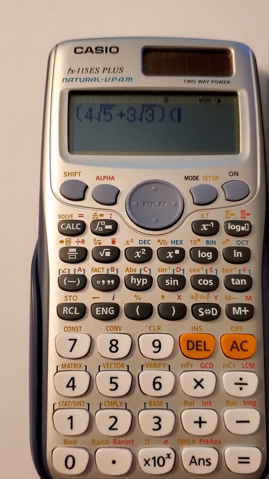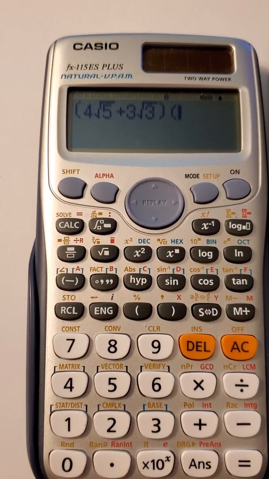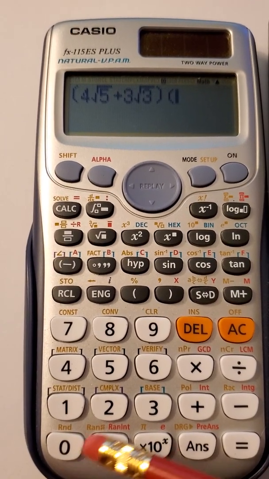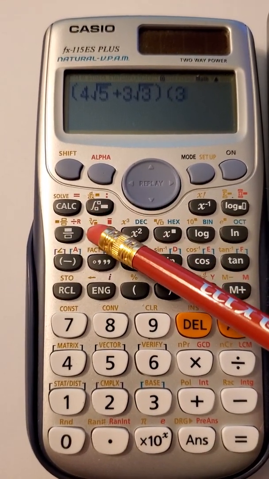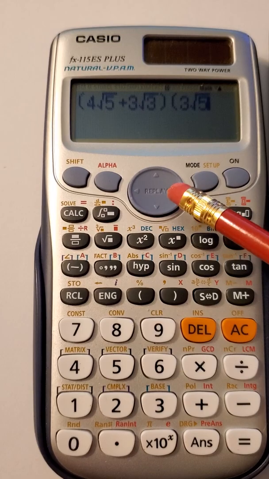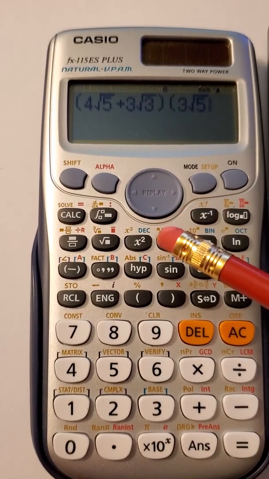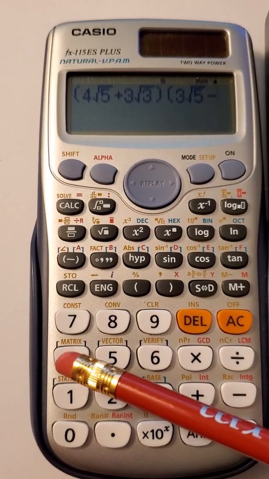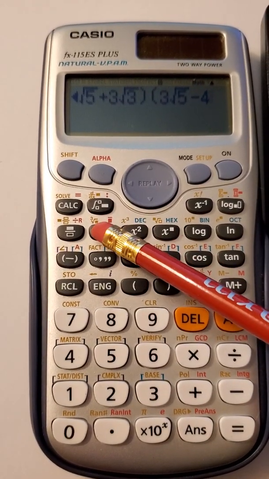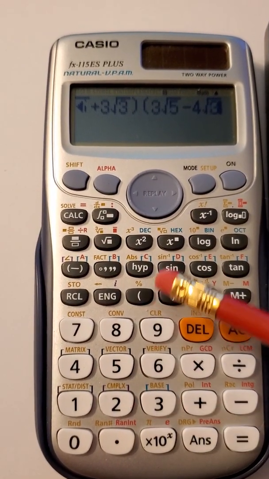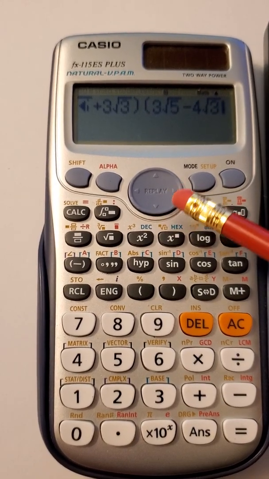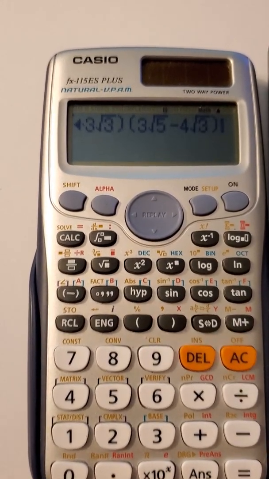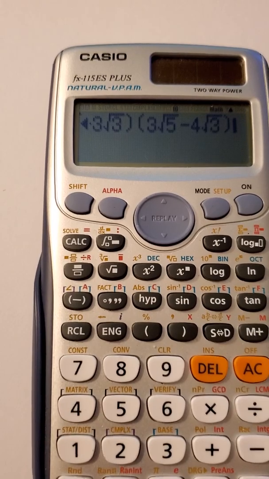And then we open another parenthesis. We're going to go 3 square root of 5. Move out from under the radical. Minus 4 square root of 3. Move out from under the radical and close the parenthesis. And so there's the binomial expression.